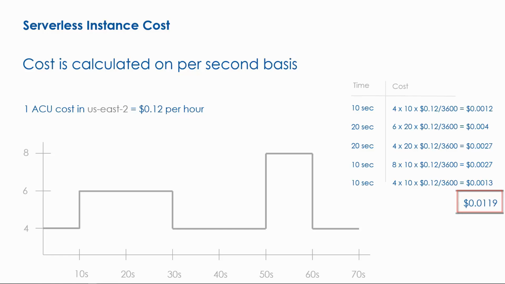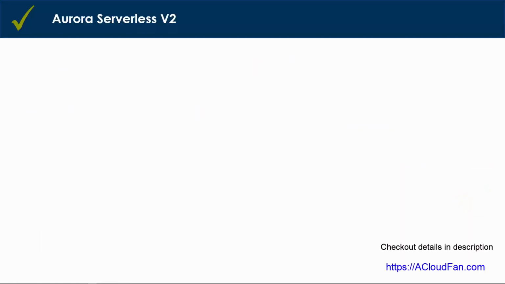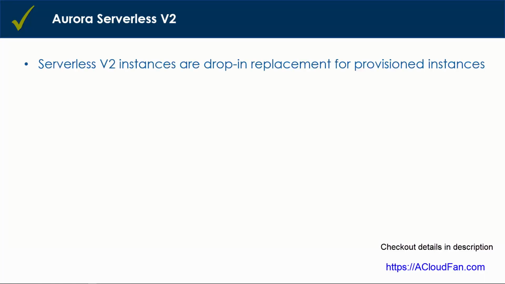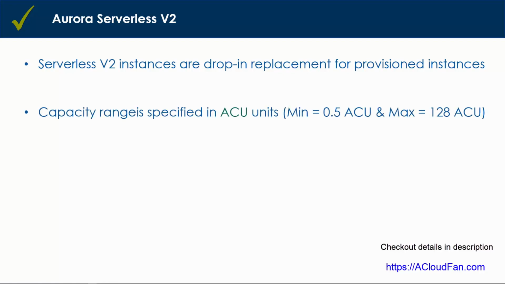Time to go over the key points from this lesson. Aurora dynamically adjusts the capacity of the serverless V2 instances. Serverless V2 instances are drop-in replacement for provisioned instances. User needs to specify the capacity range, which consists of the minimum and maximum Aurora capacity units. One Aurora capacity unit or one ACU is equivalent to approximately 2 GB of memory.